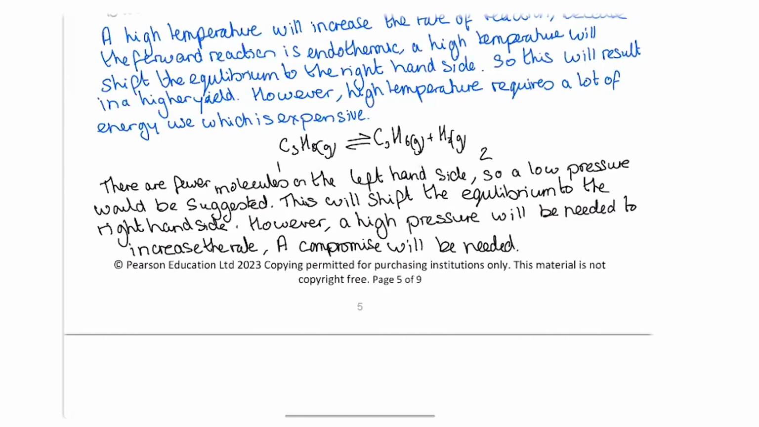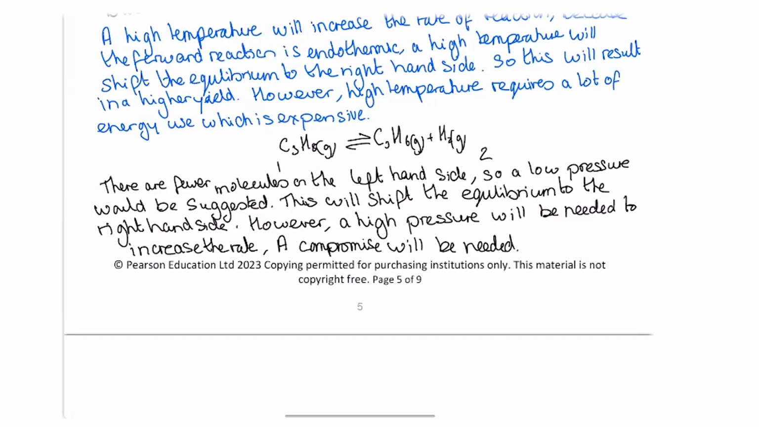So for this, whoever is designing this experiment will need to come to a compromise between having a high pressure, which is going to increase the rate of reaction, and a low pressure, which is going to increase the yield of the reaction. Oh, that was quite a lot there.